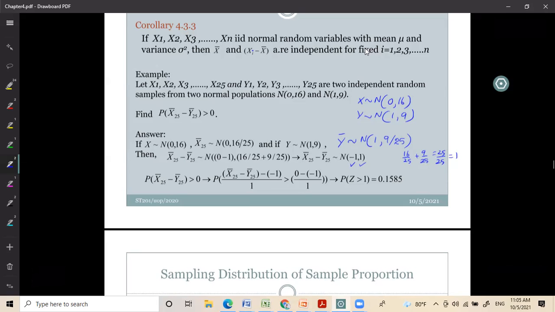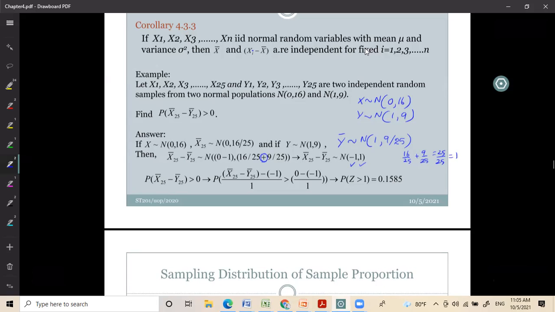Can you see this? The means we subtract, the variance we add. Now, if you add x bar and y bar, you add the means 0 and 1. It doesn't matter, subtraction or addition, the variance you always add. Remember that also. So that will be 1. So you find that x bar minus y bar follows the normal distribution with mean -1 and variance 1. And what is our question? X bar minus y bar greater than 0, right?